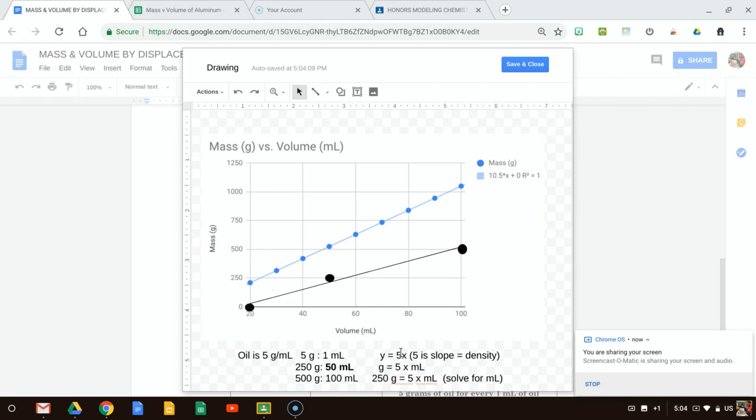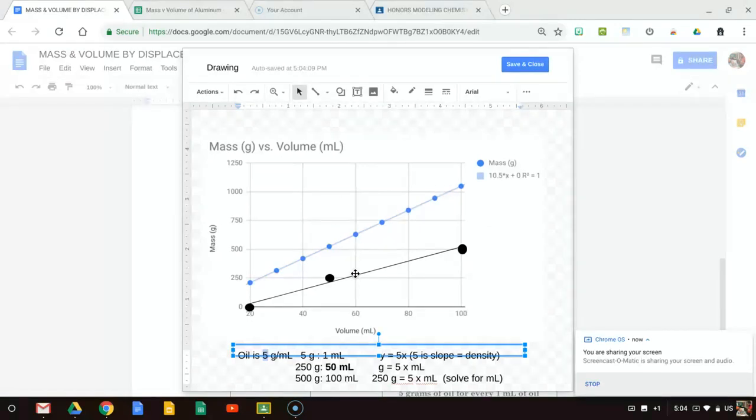That would be the graph of a line for this crude oil density line, and that equation would be y equals 5x. Later on, you're going to have to interpret which of these is more or less dense. Oil is 5 grams per milliliter, whereas silver is 10.5 grams per milliliter. Mathematically, oil is less dense. But also, oil is lower in the graph here. The lower it is, the less dense it is. That means it has less mass per volume. That is what less dense means.